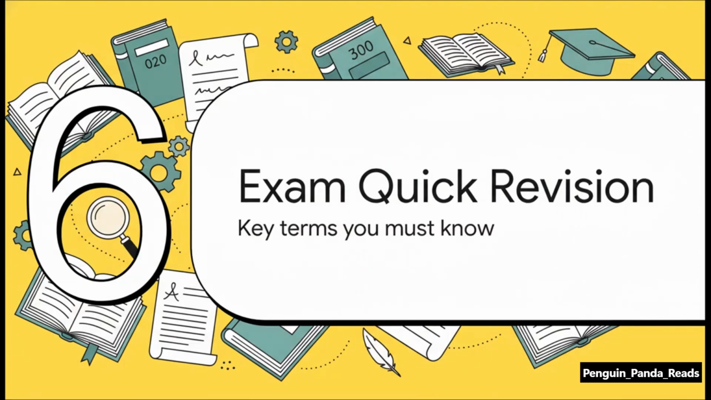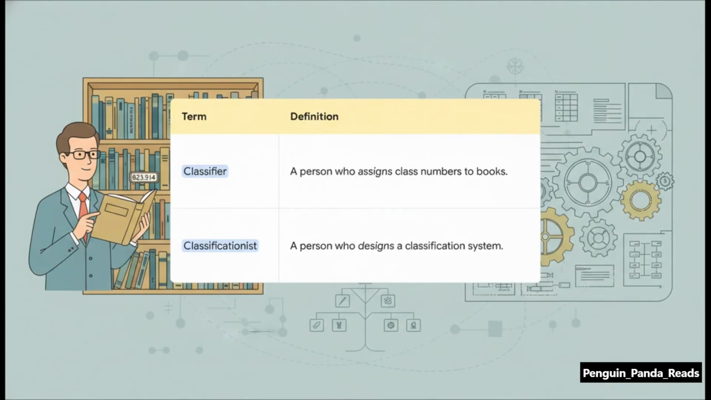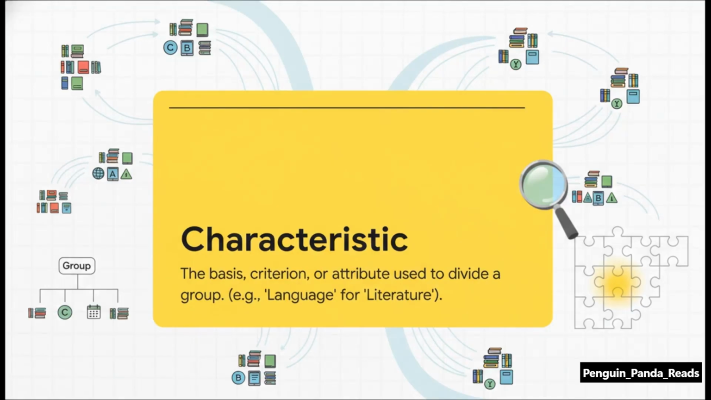All right, we're in the home stretch. Let's do a really quick rapid-fire revision of the most important keywords you need to know for your short answer questions. Let's lock these in. First up, make sure you know the difference between these two roles. A classifier is the practitioner, the person in the library actually assigning numbers to books day in and day out. A classificationist is the theorist, the architect who designs the entire system. Think Melville Dewey.